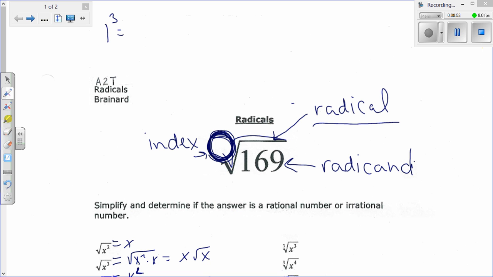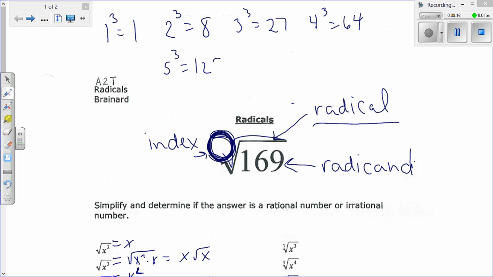You may or may not have talked about them before, but one cubed is equal to 1. 2 cubed is equal to 8. 3 cubed is equal to 27. 4 cubed is equal to 64. 5 cubed is equal to 125. And then 6 cubed is equal to 216. Those are just some of the numbers you should be familiar with. It really doesn't go any higher than that.